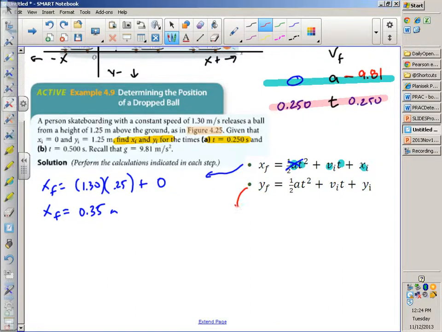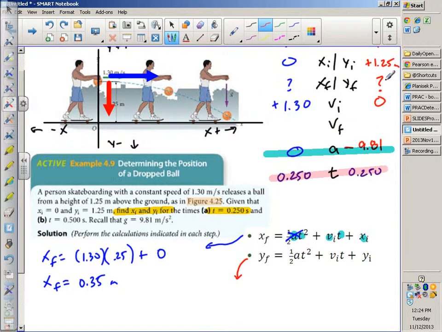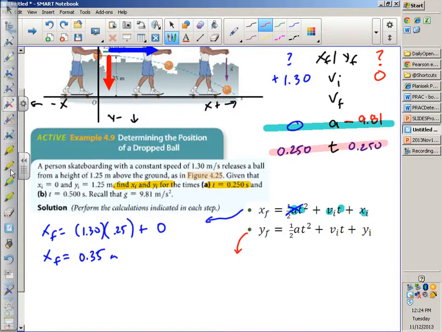To find y final, which is what we're trying to solve for, we need to know all the rest of the things. Do we know acceleration on the y-axis? Yeah. We know the time, right? We said that the times have to be the same, horizontal and vertical. Do we know the initial velocity on the y-axis? Yep. And we know where it starts on the y-axis. So we start plugging in things we know.